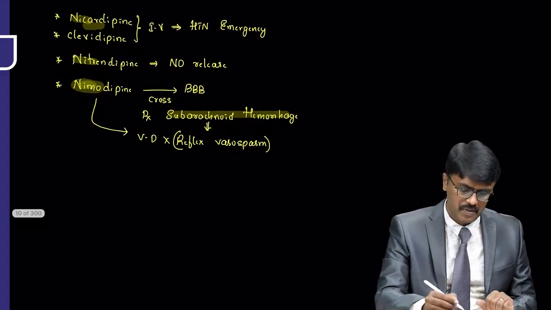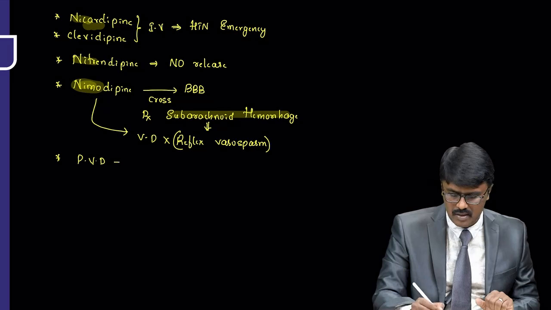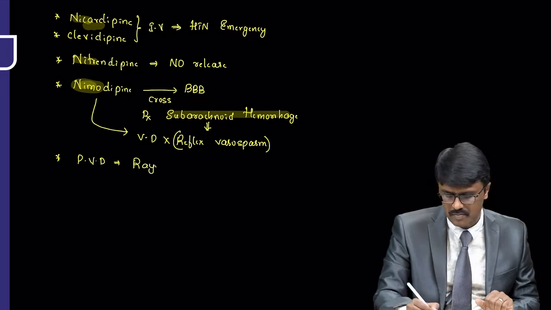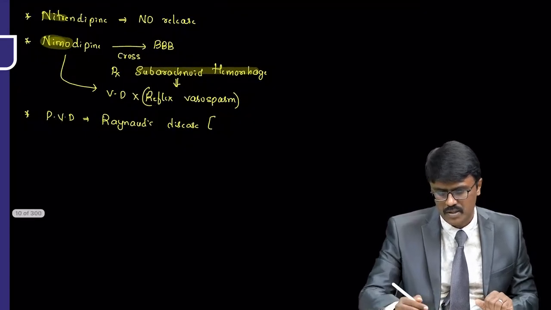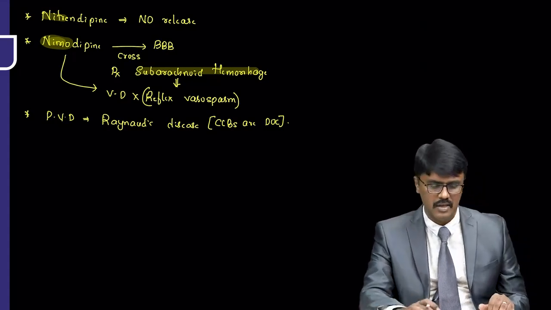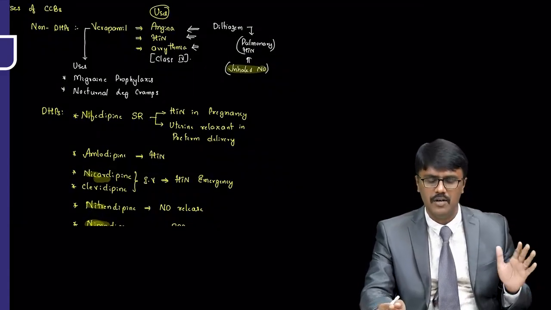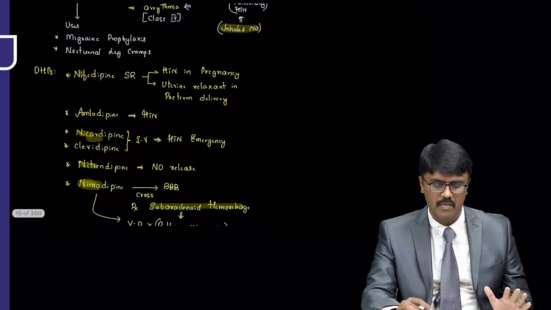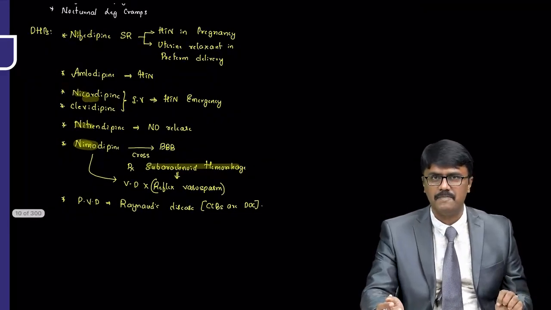Now remember, CCBs are used in peripheral vascular disease, that is Raynaud's disease. CCBs are the drug of choice. Please note this down. CCBs are the drug of choice for the peripheral vascular disease, that is Raynaud's disease. So these are the uses of CCBs. I have given them separately where to use: verapamil, diltiazem, then nifedipine, amlodipine, nicardipine, clevidipine, nitrendipine, nimodipine. Right? So this is the point.